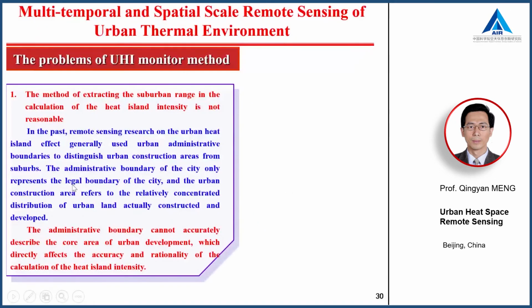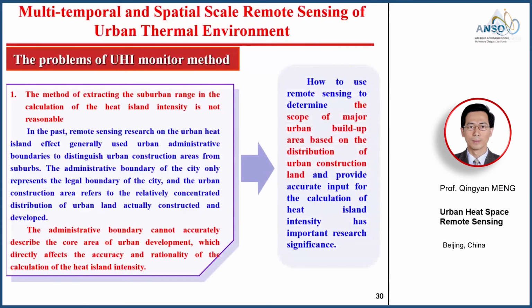In the past, the method of retrieving the suburb range in the calculation of heat island intensity wasn't very good, and the administrative boundary cannot accurately describe the core area of the city development, which directly affects the accuracy of the urban heat island intensity. So we developed a method of major urban build-up area retrieving based on the impervious surface cohesion area.